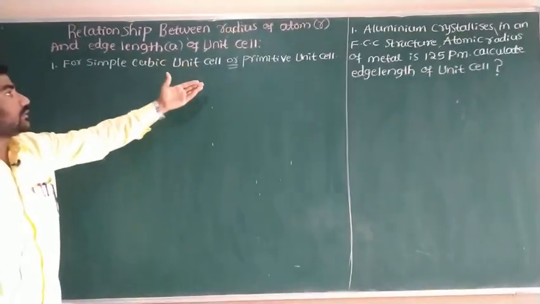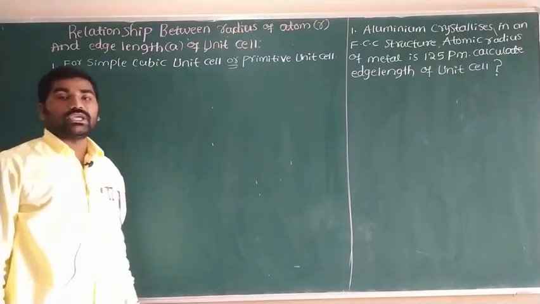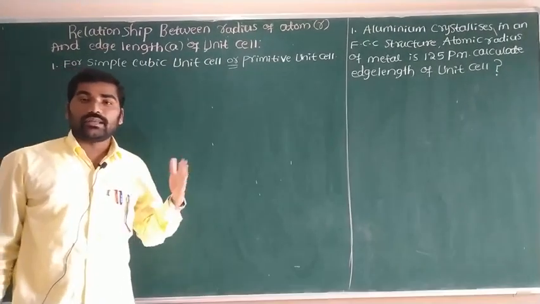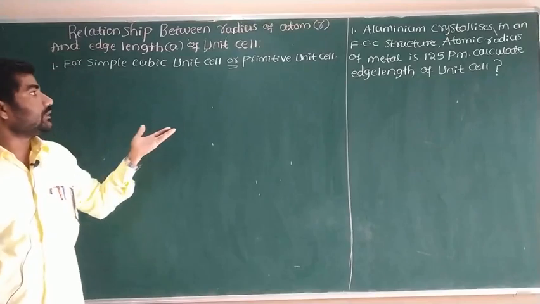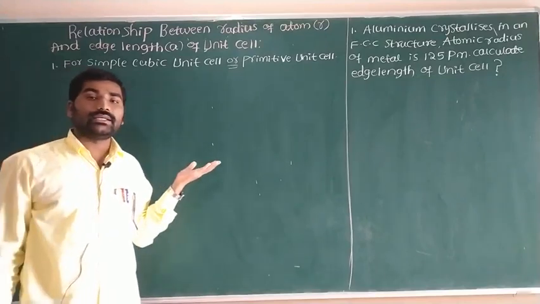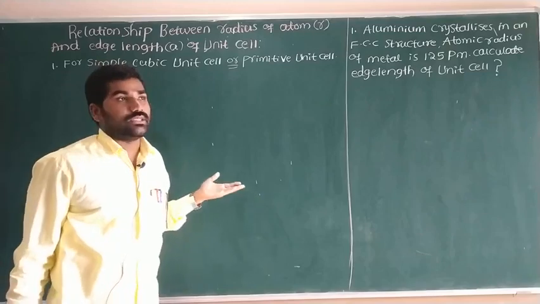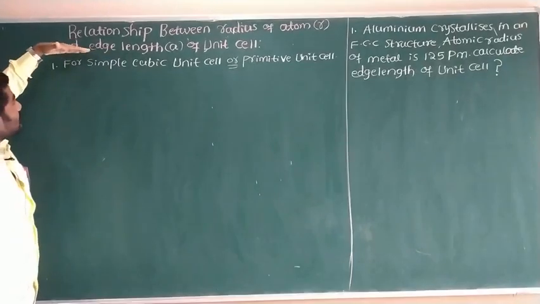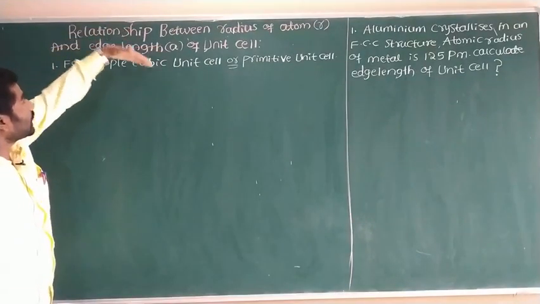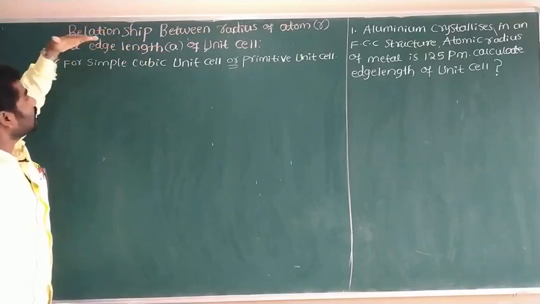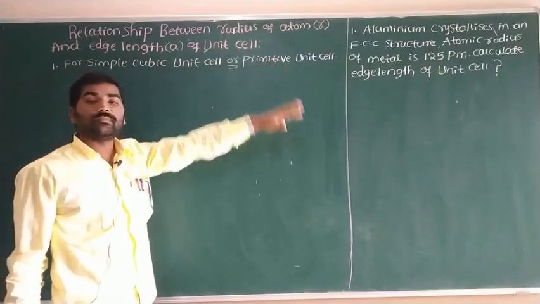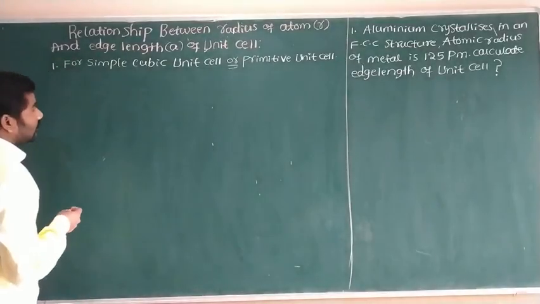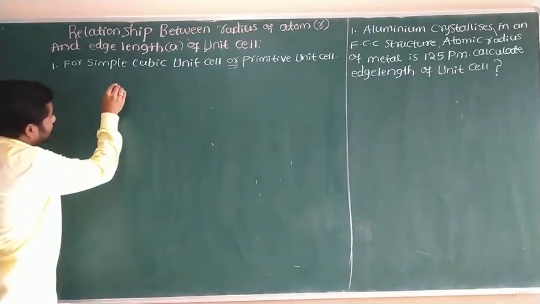The radius of each particle is represented as r, and the edge length of the unit cell, all three edges, is represented as a. For the simple cubic, BCC and FCC, we already discussed the calculation of packing efficiency, so this will feel like a revision only. Now we will discuss the relationship between radius of atom and edge length for the simple cubic unit cell or primitive unit cell. I will draw the simple cubic unit cell one more time.